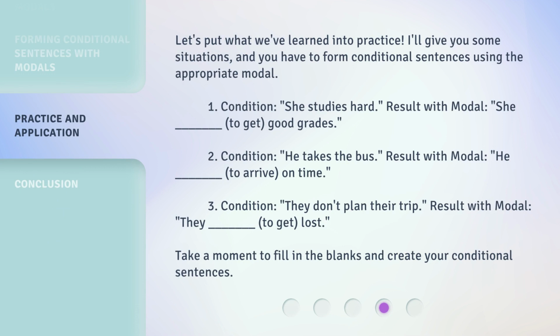Let's put what we've learned into practice. I'll give you some situations, and you have to form conditional sentences using the appropriate modal. 1. Condition: she studies hard. Result with modal: she, blank, to get good grades.